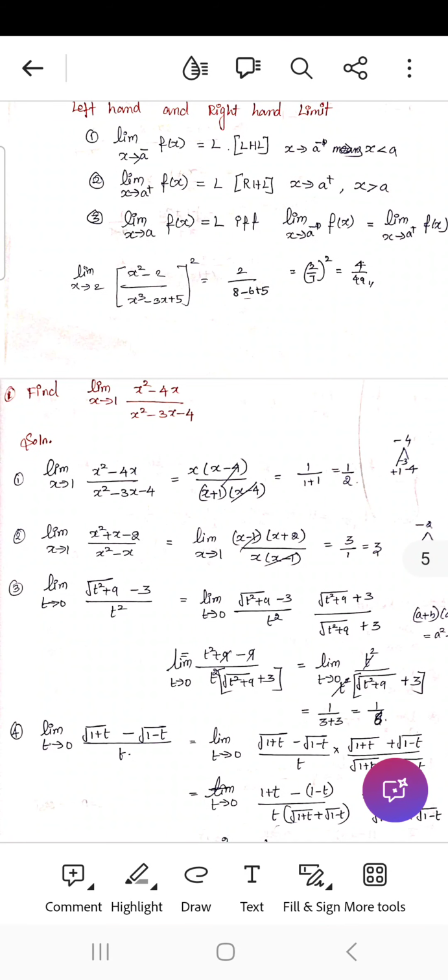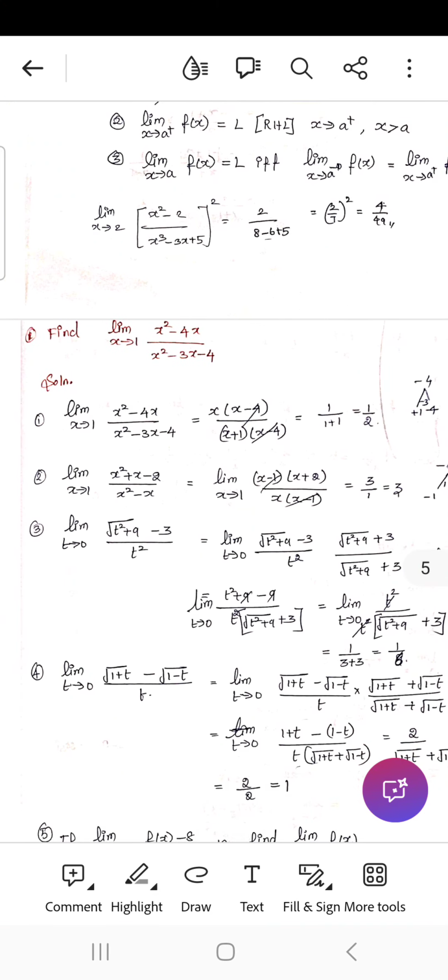Next problem is limit x tends to 2 of x square minus 2 divided by x cube minus 3x plus 5, the whole square. Substituting x equals 2, we will get the value 4 by 49. Next one is find limit x tends to 1 of x square minus 4x divided by x square minus 3x minus 4.